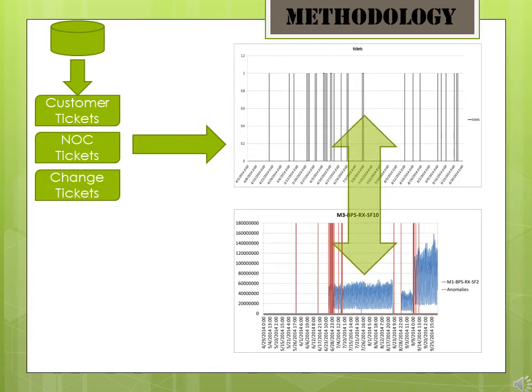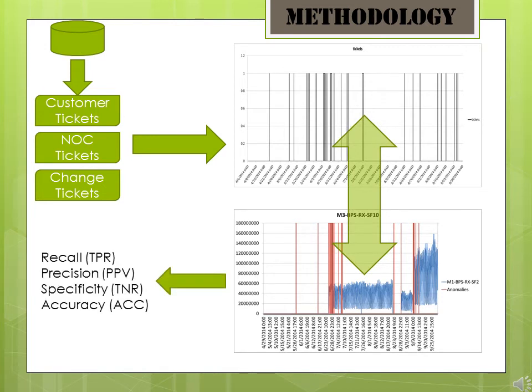This will allow a truth table to be created and provide a method to measure the effectiveness of the anomaly algorithm as it relates to the tickets. Recall, precision, specificity, and accuracy will be used to compare the three forecasting methods.